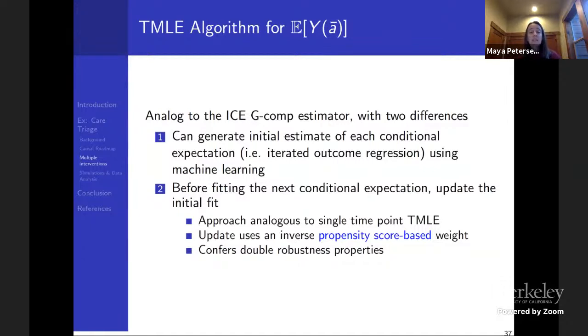The second is that at each step, before we move on to fitting the next conditional expectation, we just do an update step, a targeting step, where we update that initial fit. And the approach to targeting is exactly analogous to that single time point targeted maximum likelihood estimator. It uses an inverse propensity score weight and confers the same potential advantages as in the single time point case.